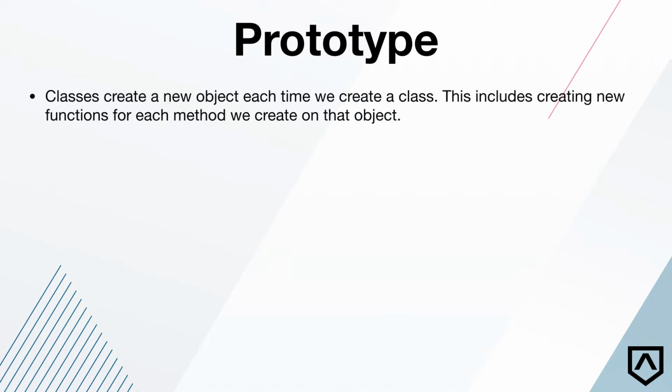Classes create a brand new object each time we create a new version of that class, and create a new user, that kind of thing. This includes creating new functions for every class method that we create on the object. So it creates a brand new function every time. So if we had 1 million users, we would now have 1 million functions. And they're all the same exact function. They all do the same exact thing, but we're creating 1 million of them if we have 1 million users.